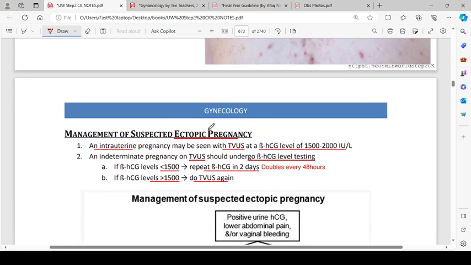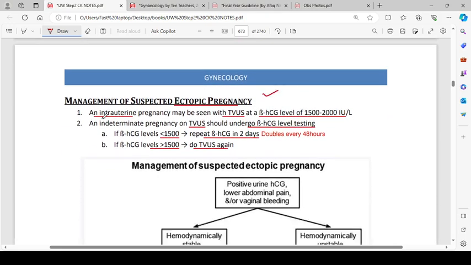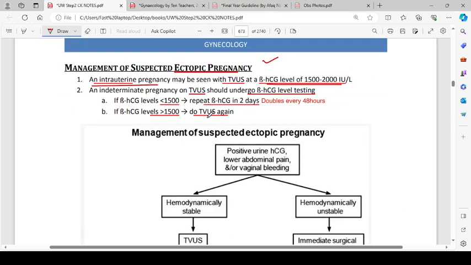Okay, management of suspected ectopic pregnancy. An intrauterine pregnancy may be seen with transvaginal ultrasonography at a beta hCG level of 1500 to 2000 international units per liter. An intermediate pregnancy on transvaginal ultrasonography should undergo beta hCG level testing. If beta hCG level is less than 1500, repeat beta hCG in 2 days. It doubles every 48 hours. If beta hCG level is more than 1500, do transvaginal ultrasonography again.